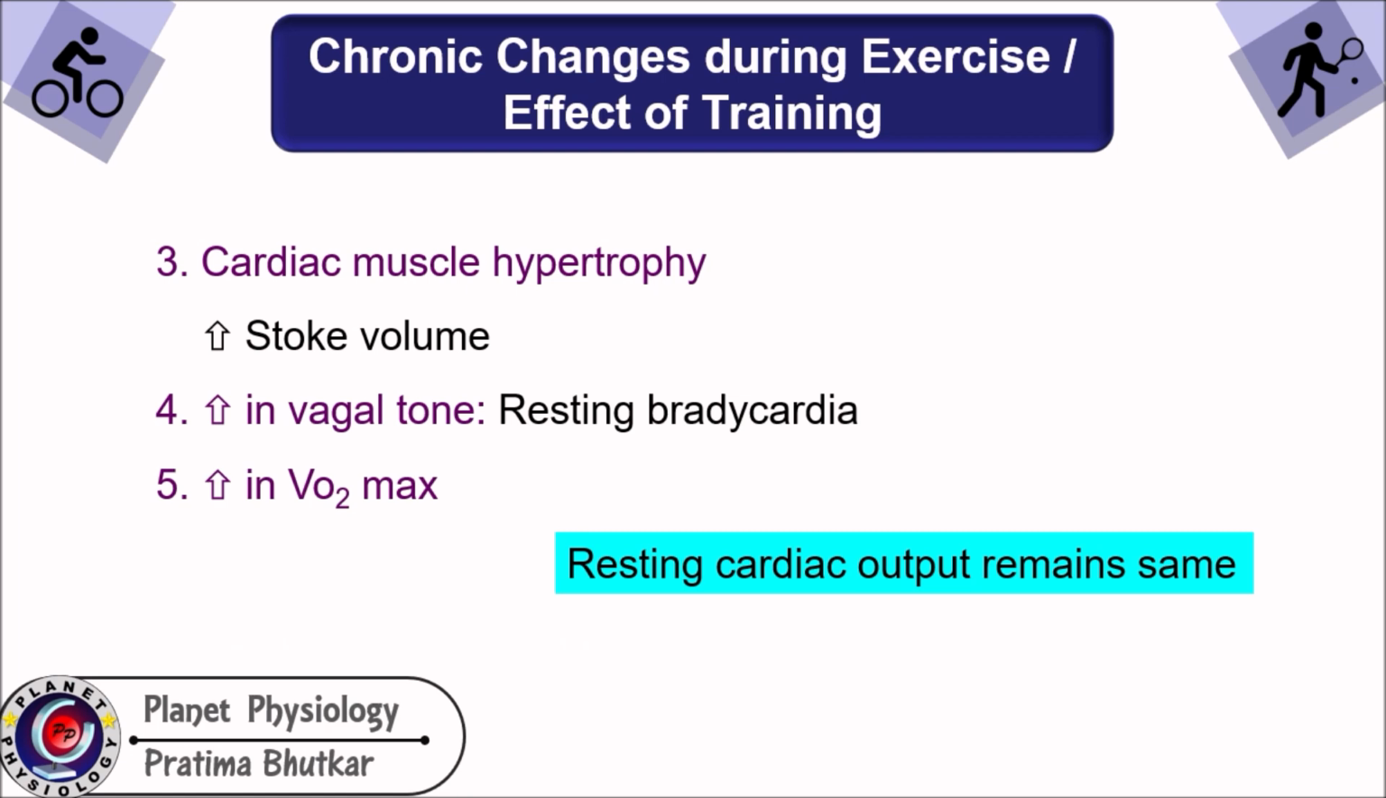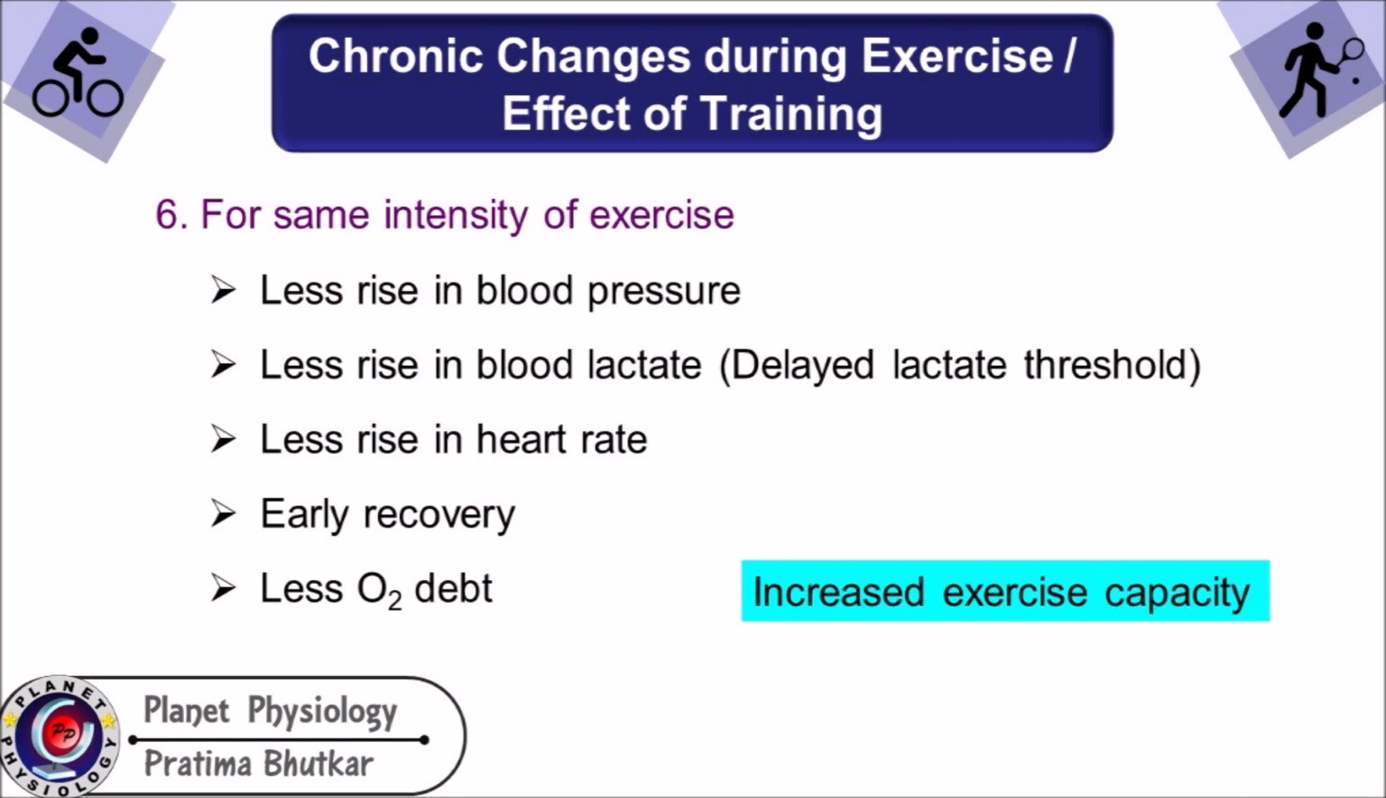Due to training, there is cardiac muscle hypertrophy, which increases stroke volume. There is increase in vagal tone, and that results into resting bradycardia. So even though resting heart rate is low, resting stroke volume is more, and so there is no change in the cardiac output. Cardiac output of trained and untrained athletes is same. There is also increase in VO2 max. It is the measure of aerobic capacity. So aerobic capacity of a person increases.